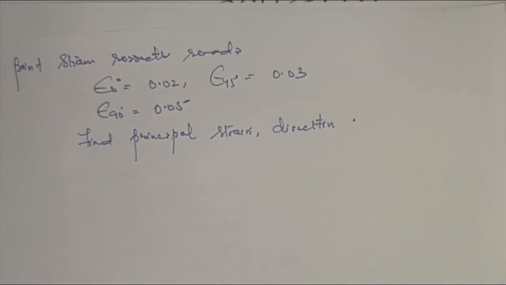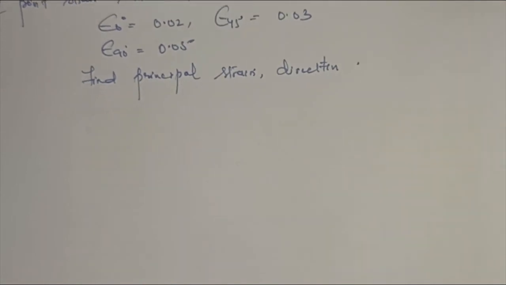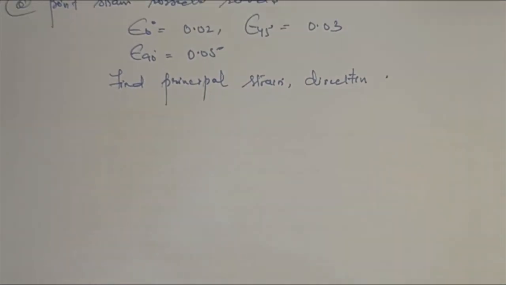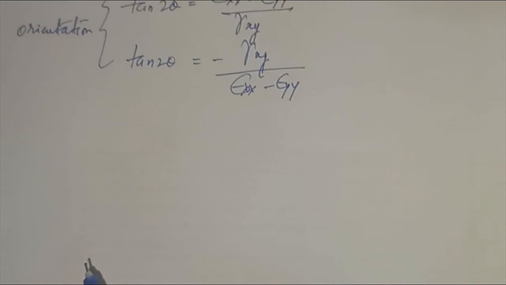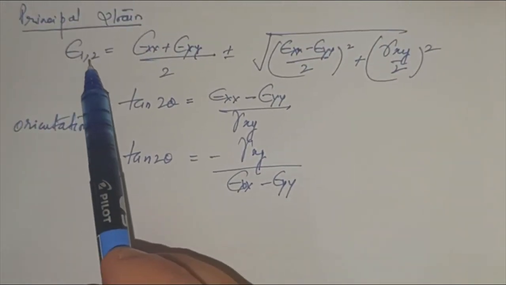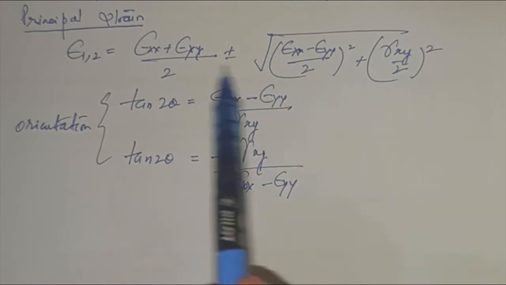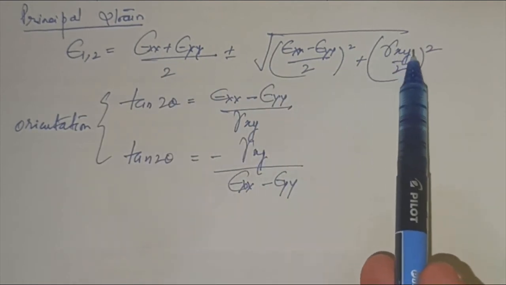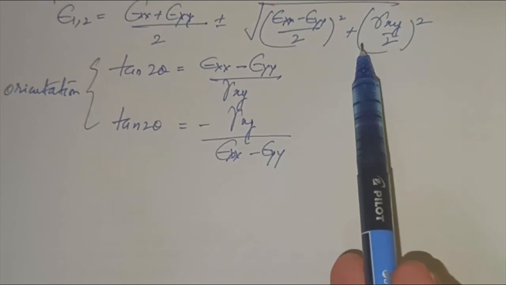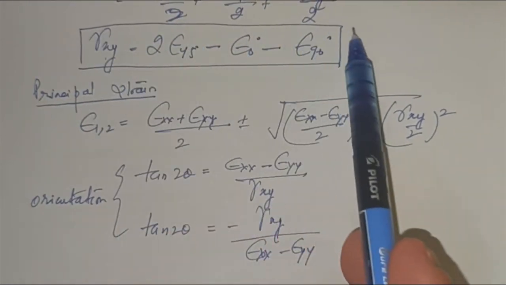So what you have to do? Now we can use directly this equation of epsilon 1, 2. We need to find the principal strains. Epsilon xx, yy and all these things we can directly use. But we have a gamma xy also in this. So what we used to do? We used to use this equation first.